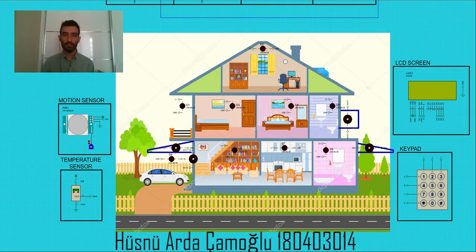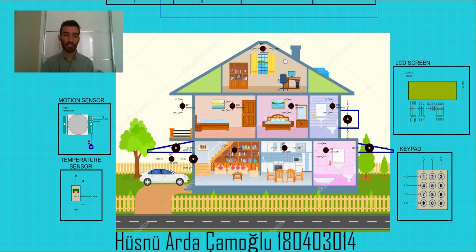Here at the screen you can see my smart home design. We have 8 lights in the house, 1 light at the door, 2 motors for the sun blinds, 1 motor for the air conditioner, 1 motor for the door control, a motion sensor, a temperature sensor, an LCD screen and a keypad for the user to communicate with the system.